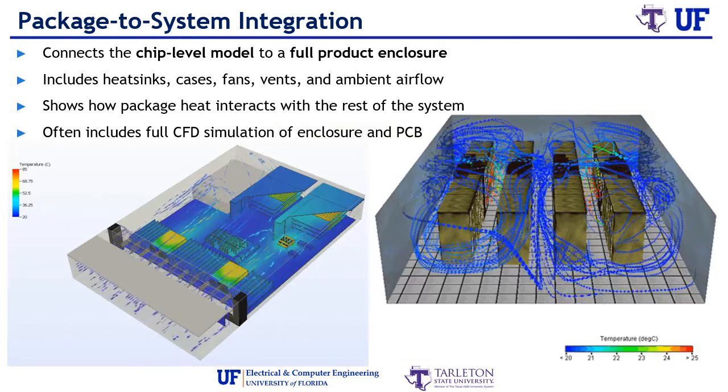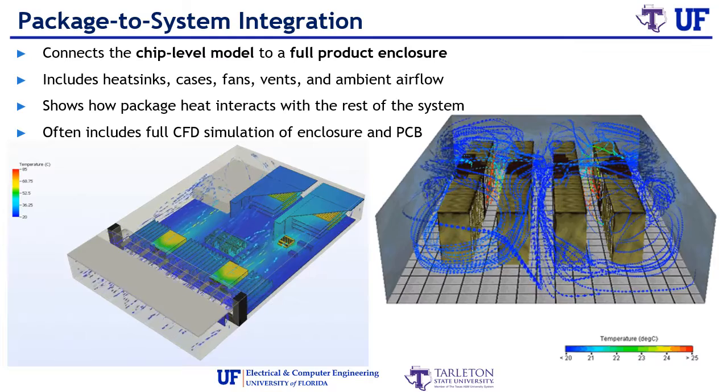To truly understand heat flow, we need to simulate how the entire product enclosure interacts thermally with the package. That's where system level simulations come in, combining chip level thermal models with fans, enclosures, vents, and even environmental airflow. Here, we can see a control unit inside its casing, simulated with airflow vents and heatsink attachments. This type of integration helps prevent surprises during late stage testing and validates that packaging decisions work within the actual product design.